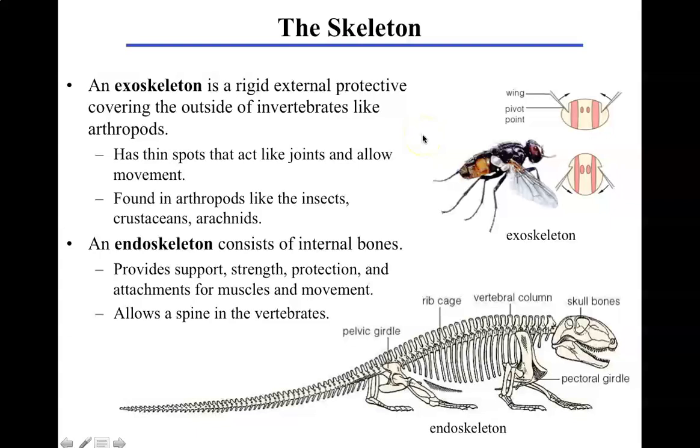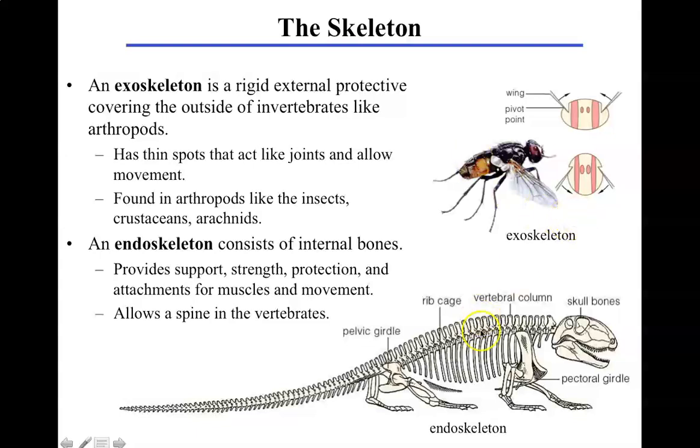So how do you know if an organism has an exoskeleton or not? Well, if you step on it and it goes crunch, it has an exoskeleton. If you step on it and it goes squish, it has a hydrostatic skeleton. And if you step on it and it goes ow, then it probably has an endoskeleton. So an endoskeleton is a skeleton that's on the inside, internal bones.